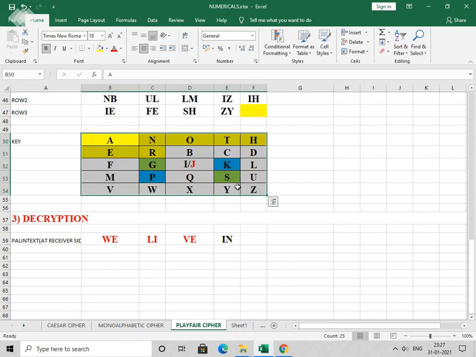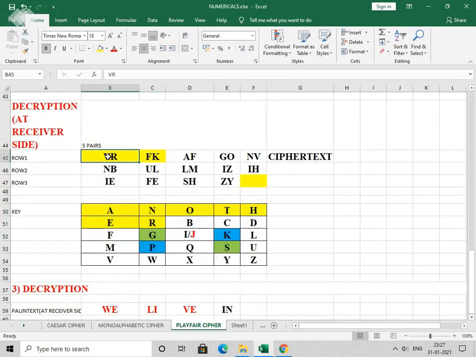Now again, let's follow some rules here. Read the pairs of letters from the prepared ciphertext. If both the letters of a pair are on the same row, then each letter of the pair is replaced by the letter to the left of that letter.